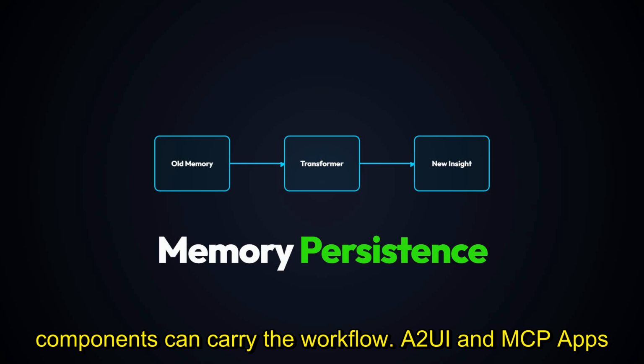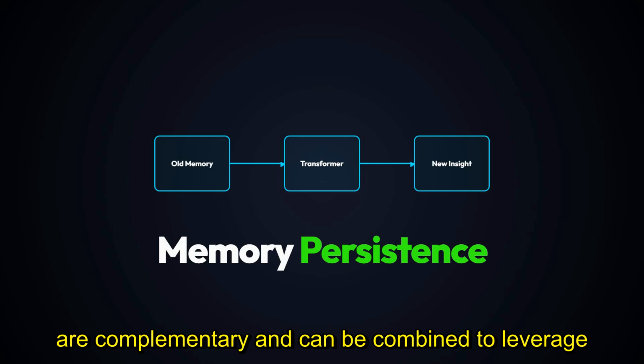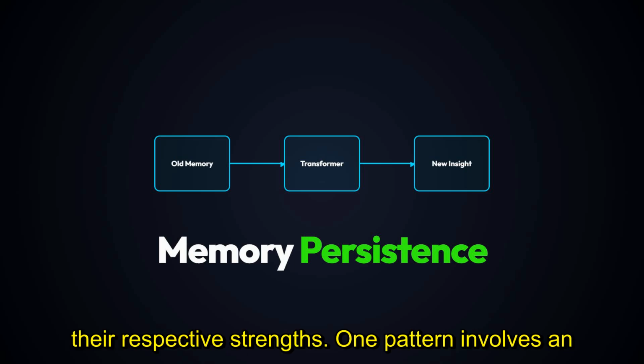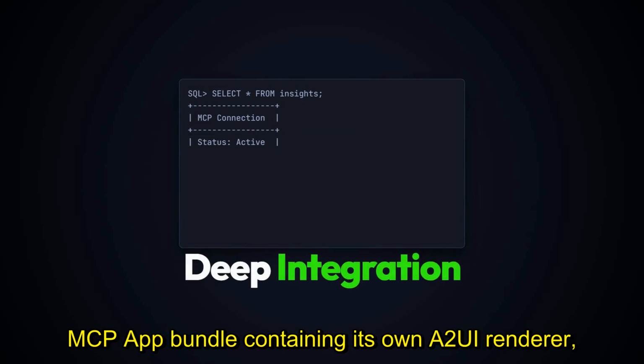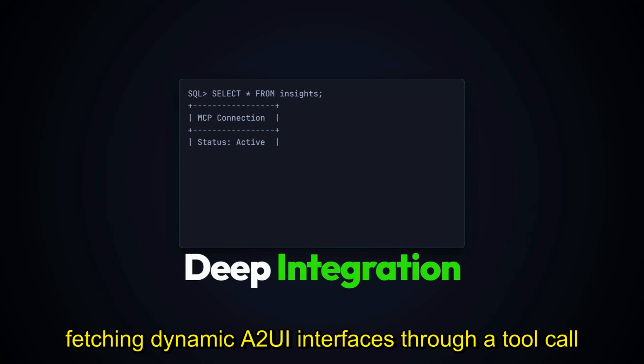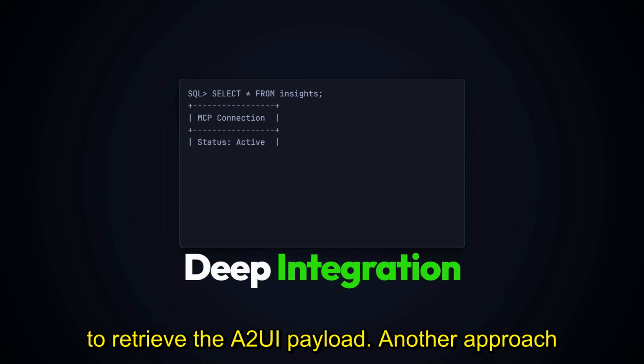A2UI and MCP apps are complementary and can be combined to leverage their respective strengths. One pattern involves an MCP app bundle containing its own A2UI renderer, fetching dynamic A2UI interfaces through a tool call to retrieve the A2UI payload.